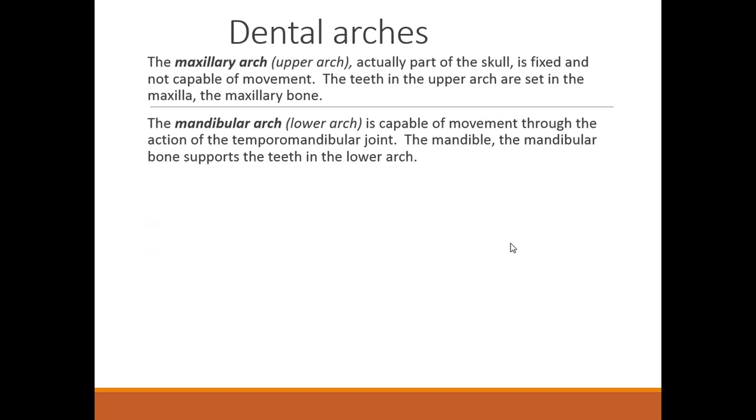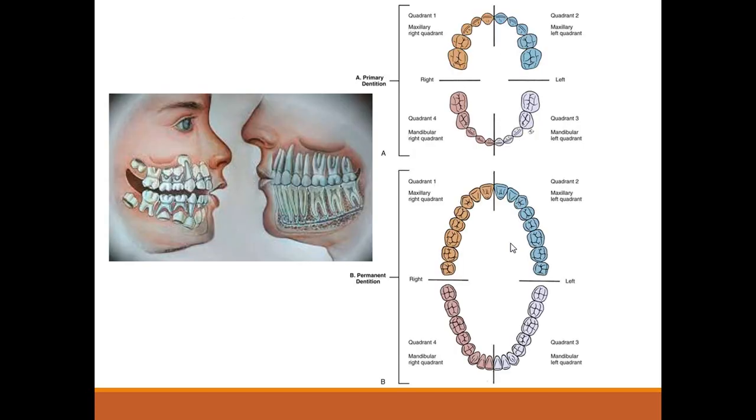Dental arches. The maxillary arch, also known as the upper arch, is actually part of the skull, is fixed and not capable of movement. The teeth in the upper arch are set in the maxilla, the maxillary bone. The mandibular arch, also known as the lower arch, is capable of movement through the action of the temporomandibular joint. The mandible, the mandibular bone, supports the teeth in the lower arch.